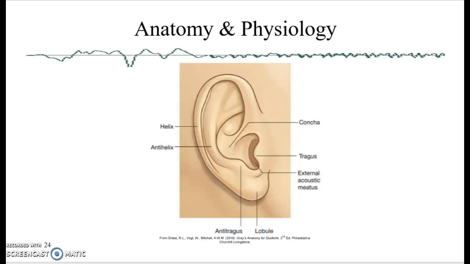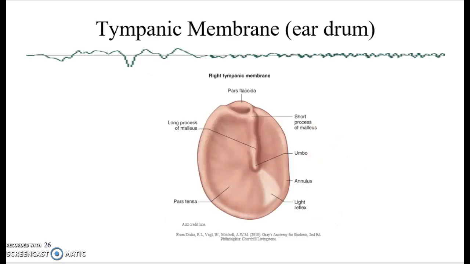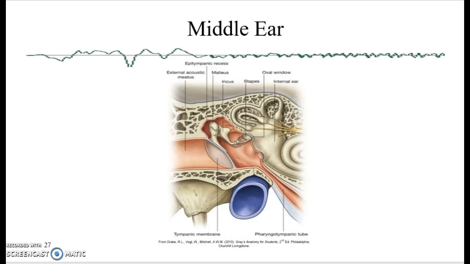These first few slides just show you the anatomy of the ear, so I won't read those to you, but letting you know what the external ear looks like, what the middle and inner ear look like, and here you've got a good example showing from the external all the way to the inner. This third one is just a picture of the eardrum, so you can see the surface of it and what should look normal. And then the last one here is an enlarged view of the middle ear.